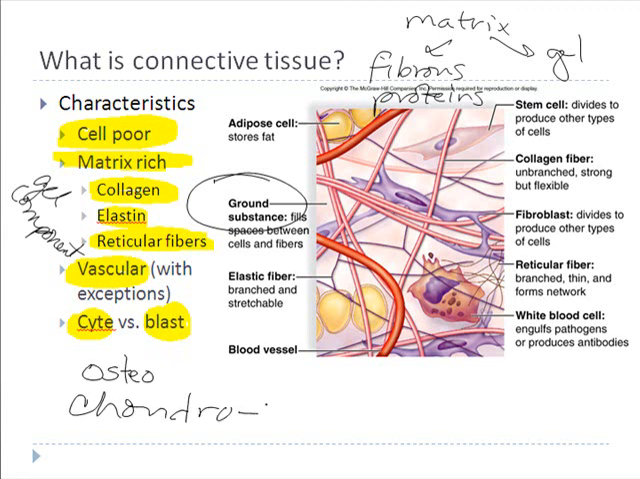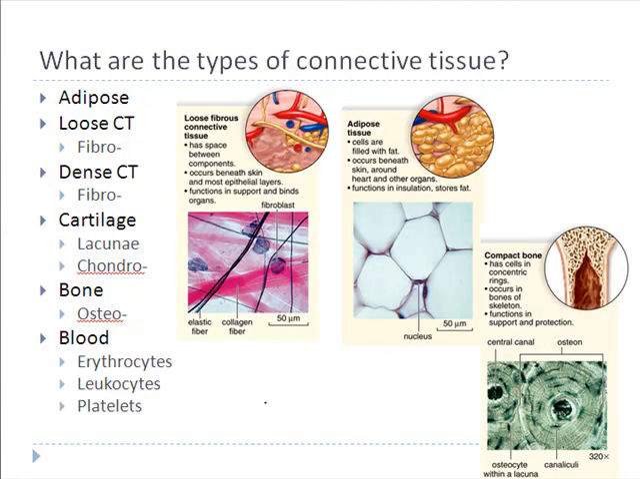If we were talking about cartilage, chondro, C-H-O-N-D-R-O, is the prefix we use to refer to cartilage. So a chondrocyte would be a mature cartilage cell. A chondroblast would be an immature one.